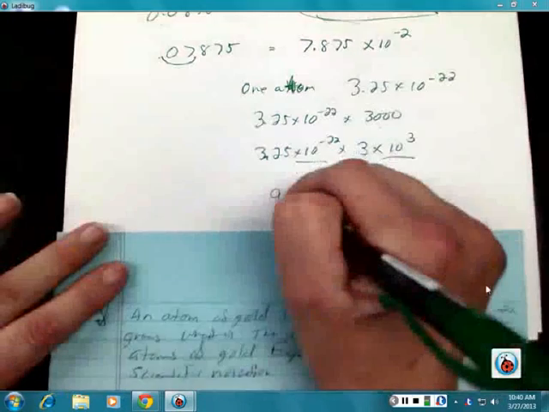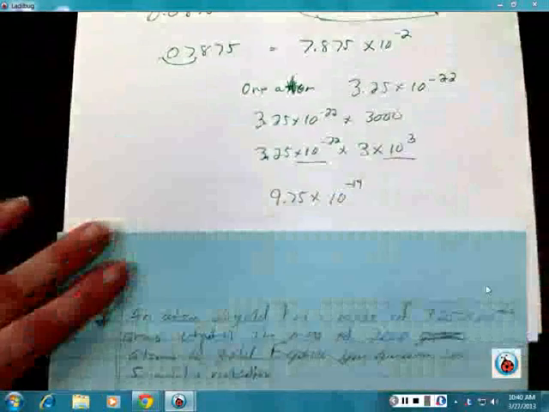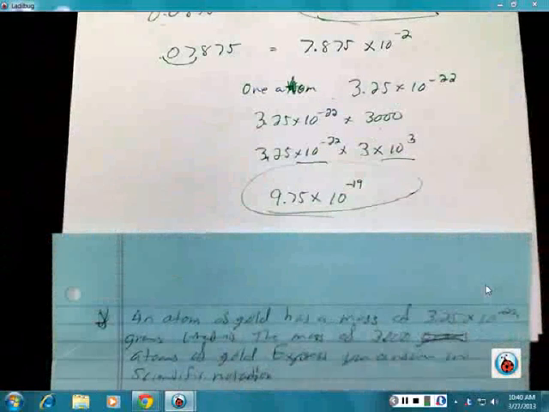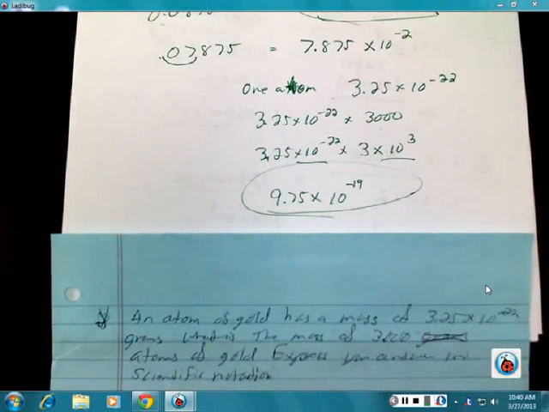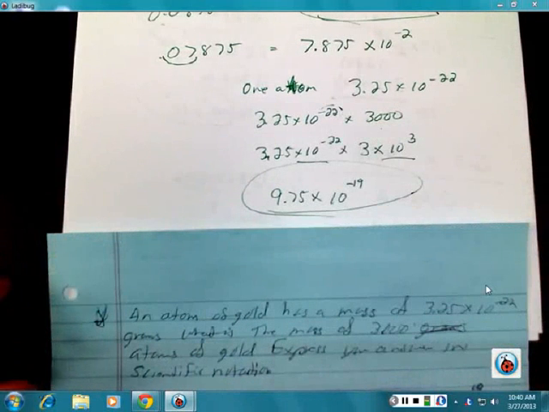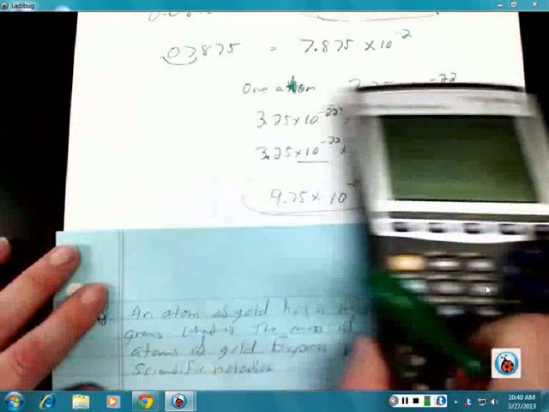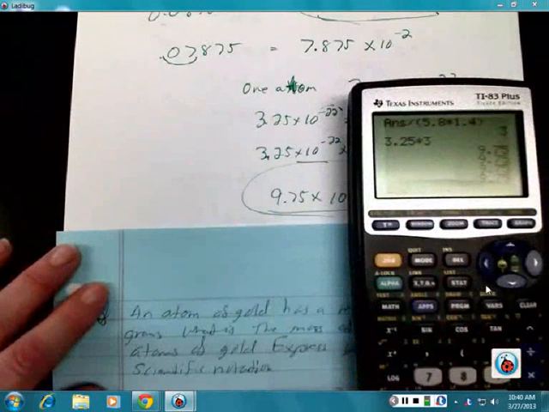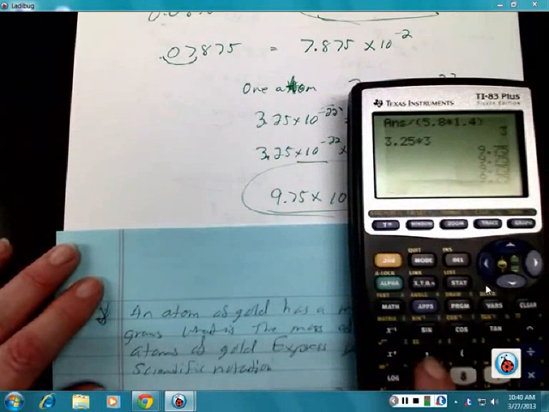9.75. Perfect. And that's my answer. So that's my scientific notation answer. Now I can't just stick this thing on my calculator because of that negative 22. You can, though. In your calculator, there is an EE key, which is right above your comma on your keypad. That lets you put stuff into scientific notation.